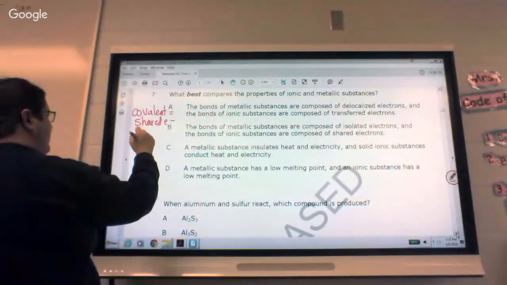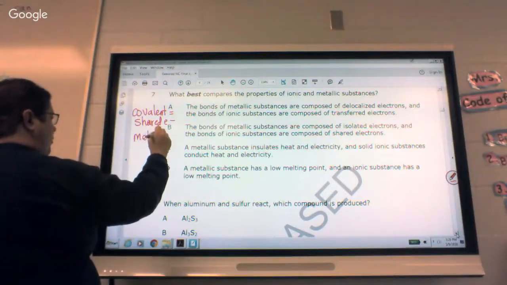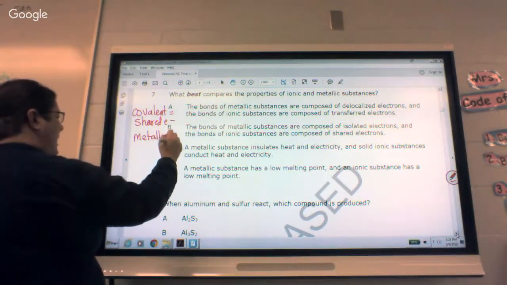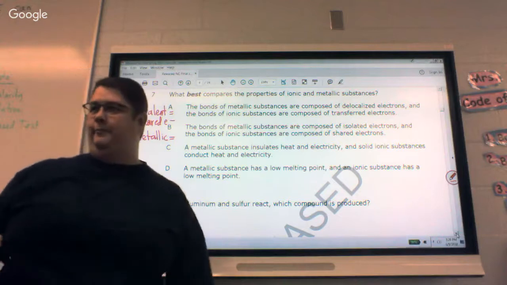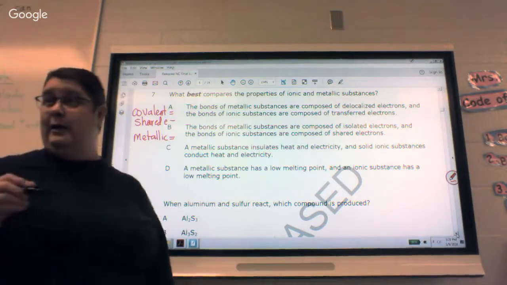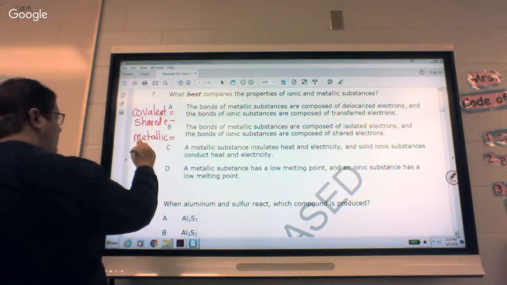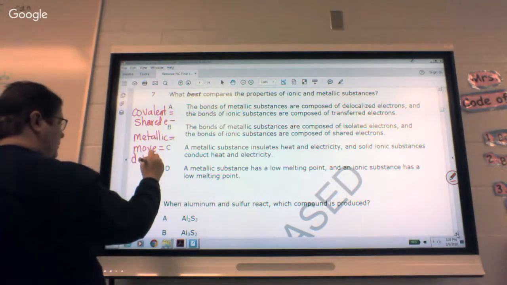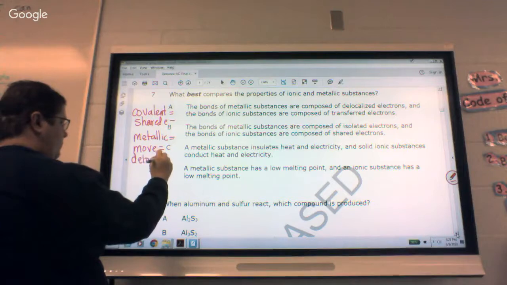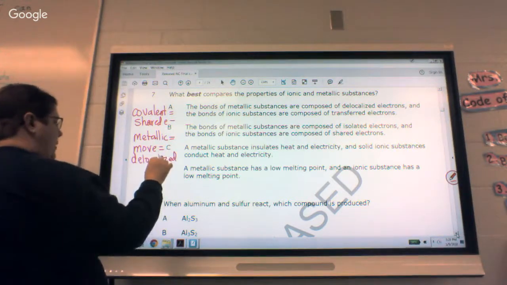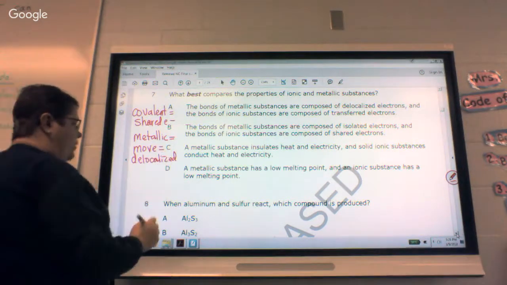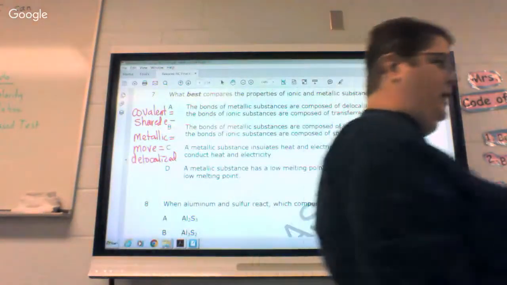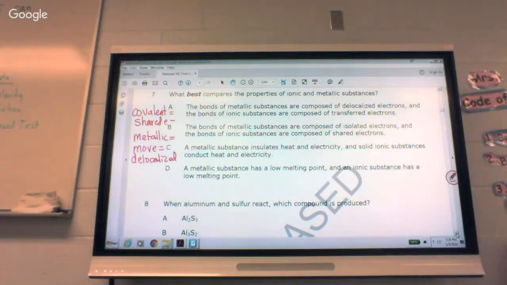All right, tell me about metallic then, since we seem to be struggling here with ionic. What happens to metallic electrons? They move freely, right? Metallics move. That's the same as delocalized. When we talked about a metallic bond, we said those electrons are not attached to anybody. We called it the electron sea model. That's what it means to be delocalized. They're not stuck on any one atom.